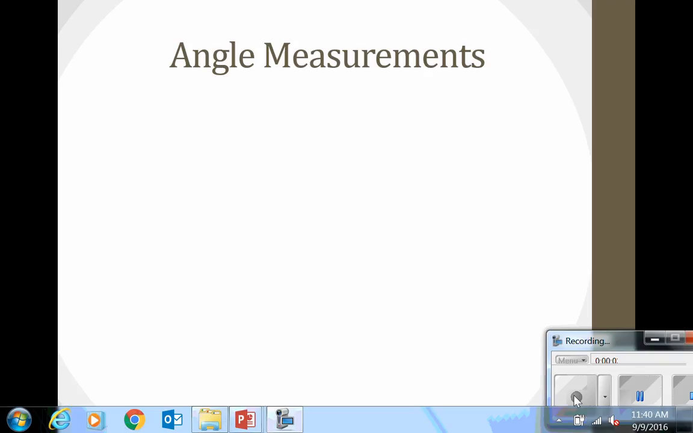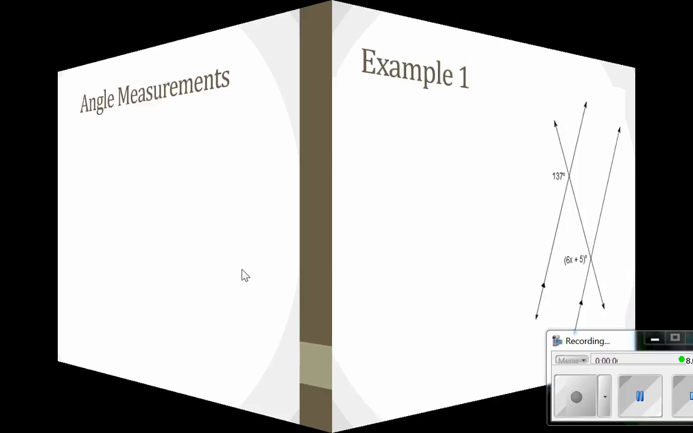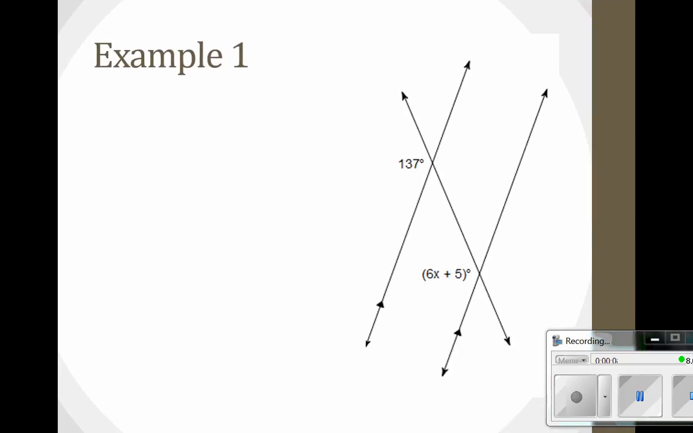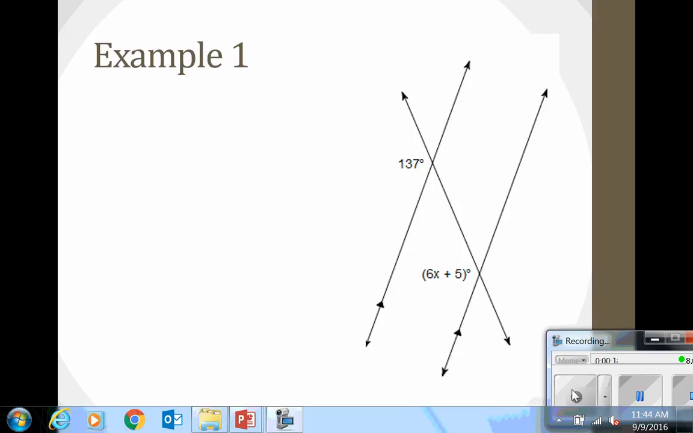Angle measurements, we're going to be looking at them within parallel lines cut by a transversal. So here's example 1. Please draw and label the example and then determine what the relationship the two angles have. The relationship between these two angles is that they are corresponding.